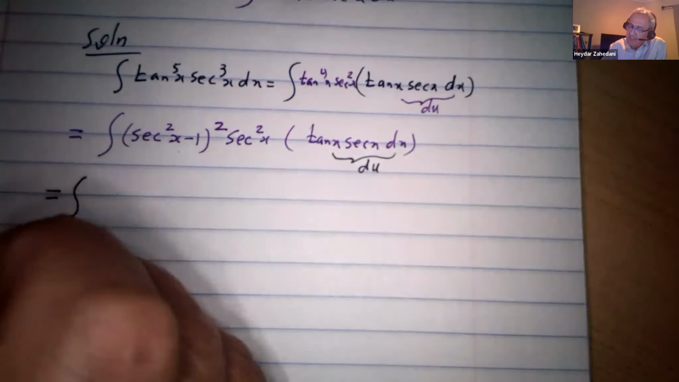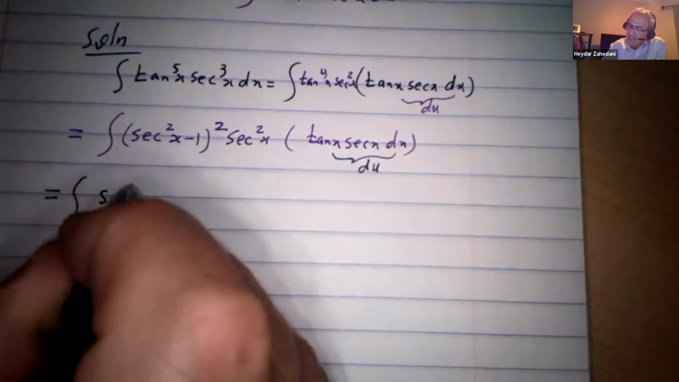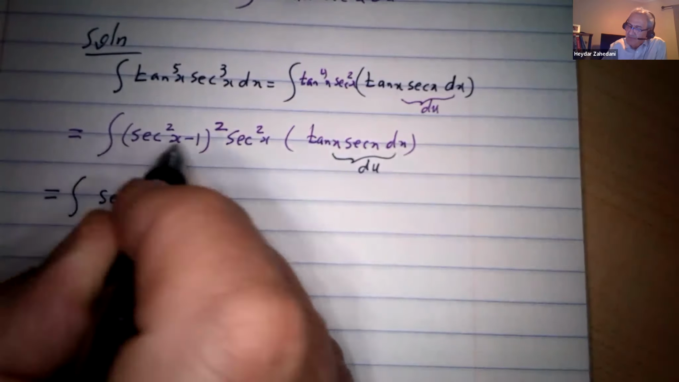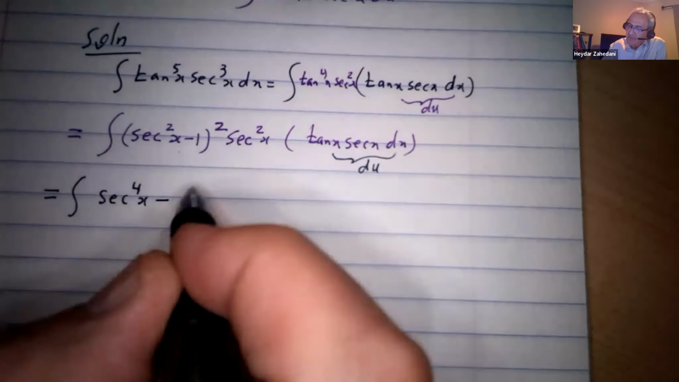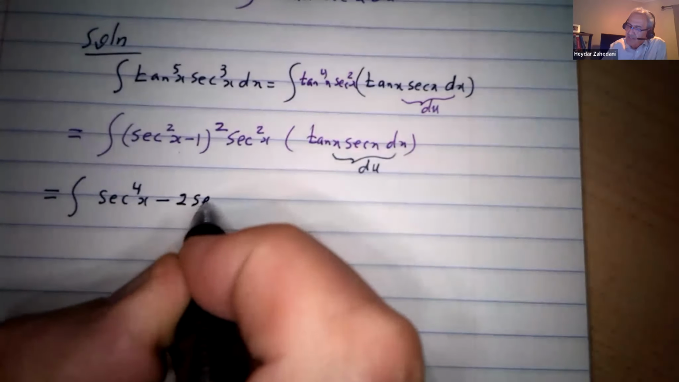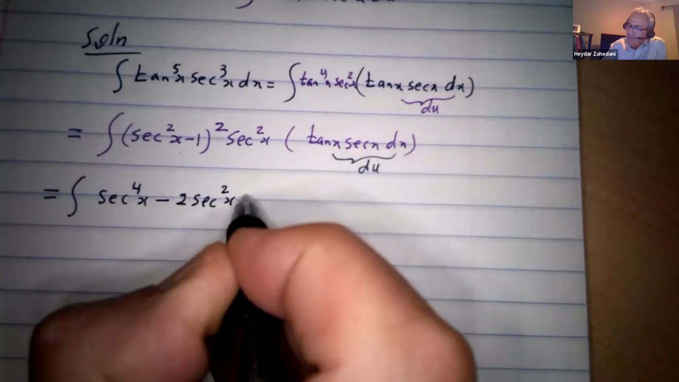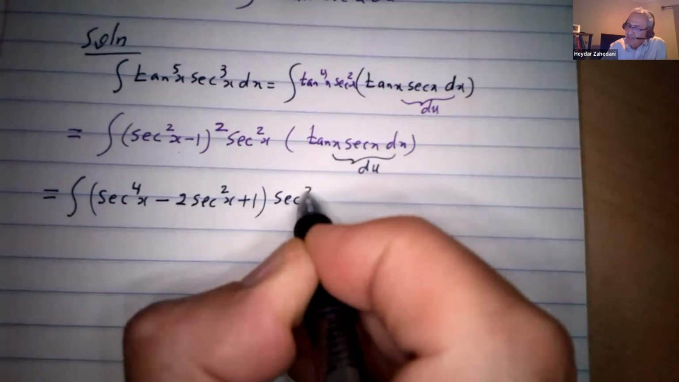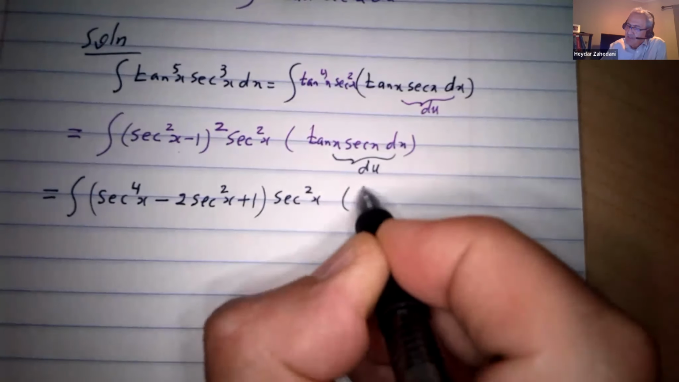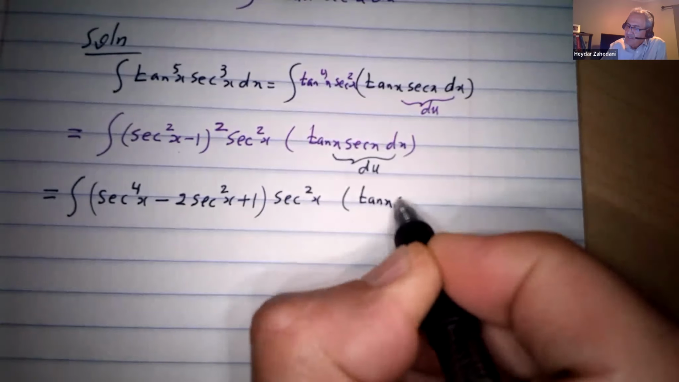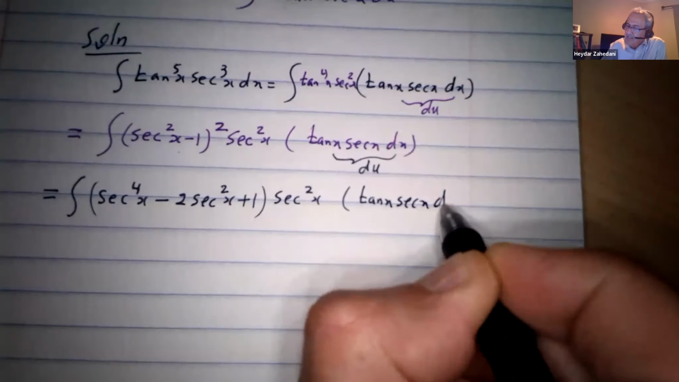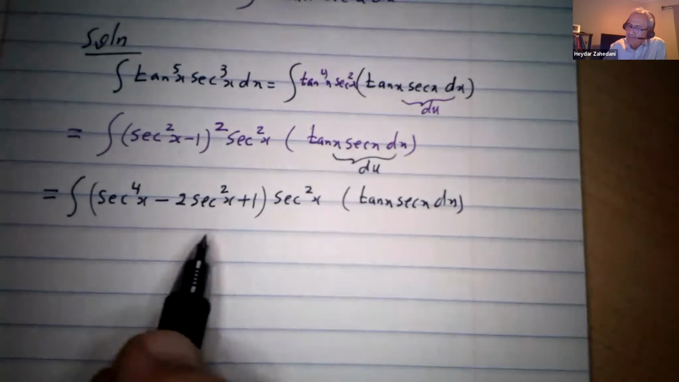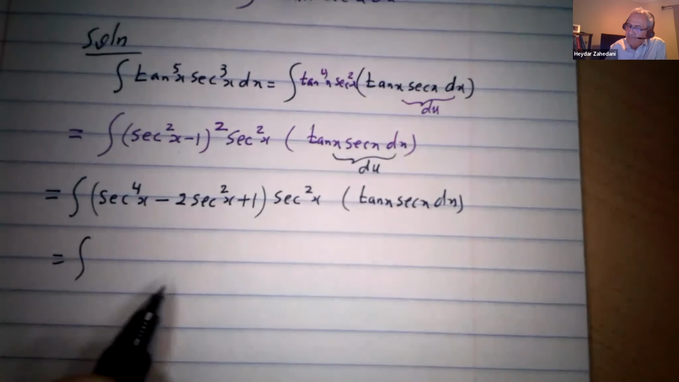So that gives you secant to the fourth of x, the square of the first, minus twice the first times secant squared, plus 1, then multiply by secant squared of x, then multiply by the tangent secant dx. Work on this. Distribute it.